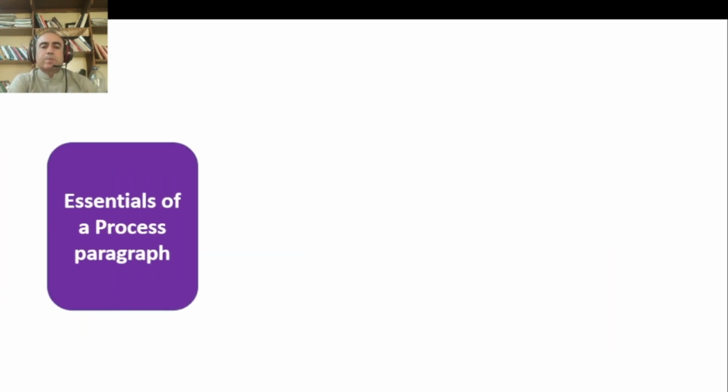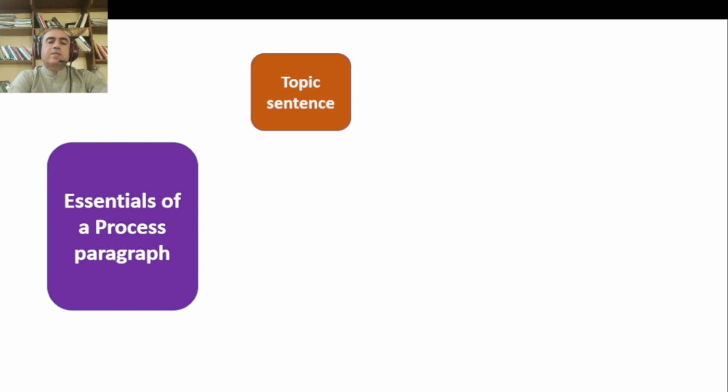First one, we speak about the process paragraph. As the name is clear, it speaks about the process of something. If we make something, if we create something, there is a process to do that. So there are certain steps involved in that. We will be talking about them in detail.